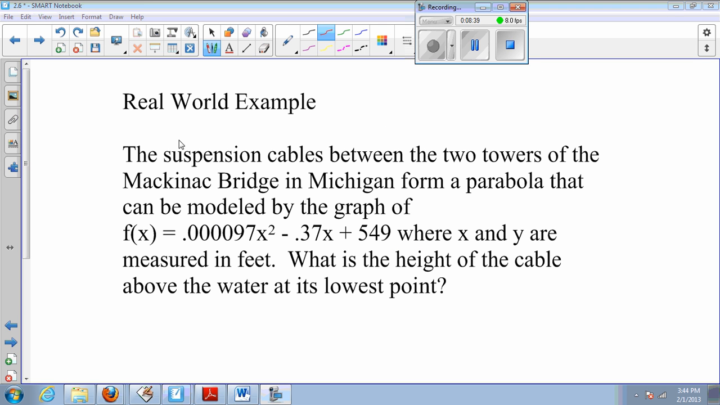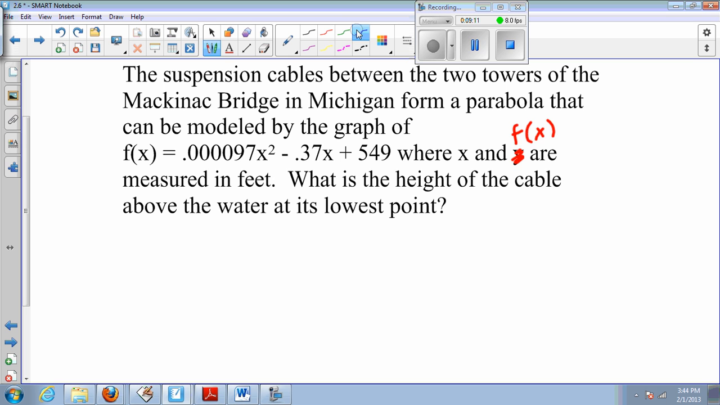A real-world example, we have the suspension cables between the two towers at the Mackinac Bridge in Michigan, and it forms a parabola that can be modeled by the graph of f of x equals 0.000097x squared minus 0.37x plus 549, where x and y, or f of x really, are measured in feet. What is the height of the cable above the water at its lowest point?